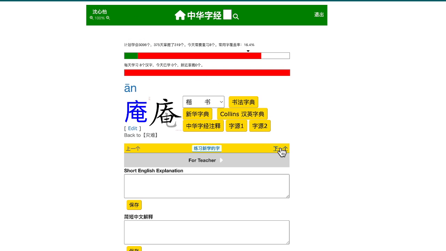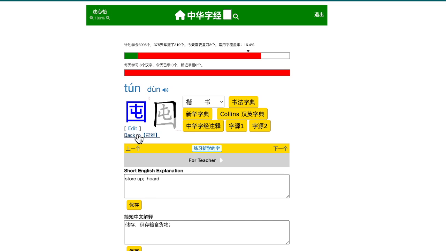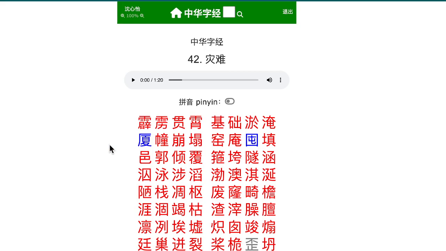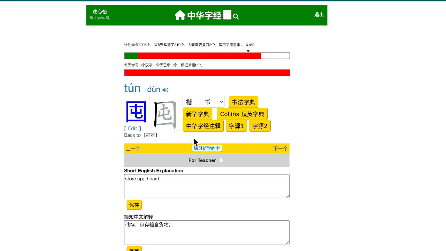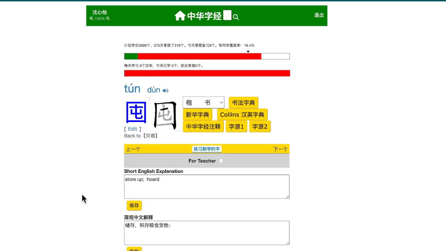All right. So next one, 屯. Let's see how many we got. Okay, we're gonna do 2 more. Now 屯 means store up, hoard. Okay, store up or hoard. Basically hoarding things. Okay, pile up things together and save it for later. Okay, so it's called 屯.